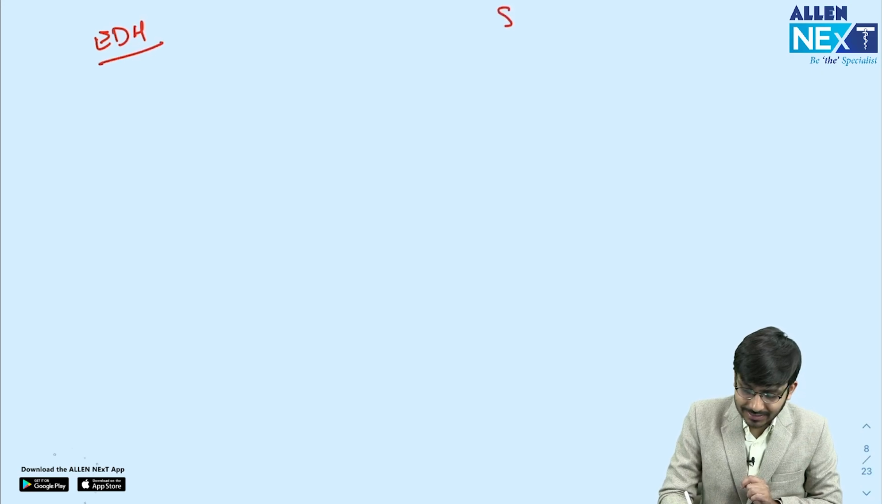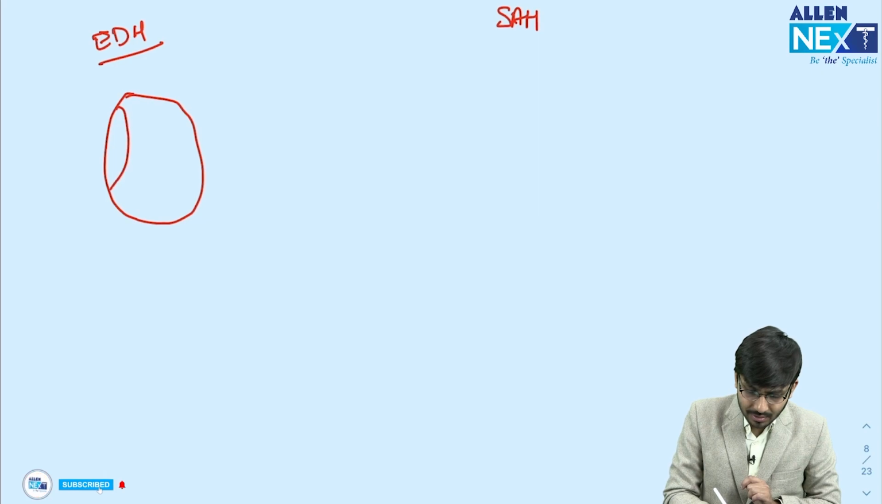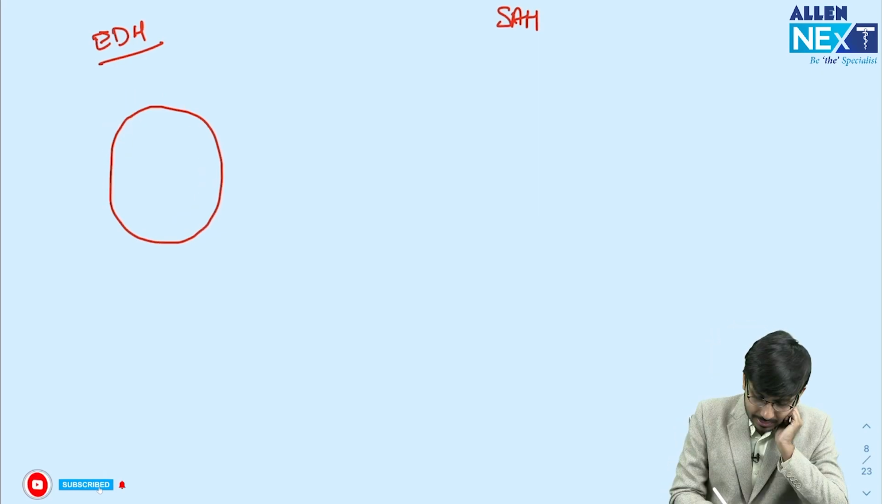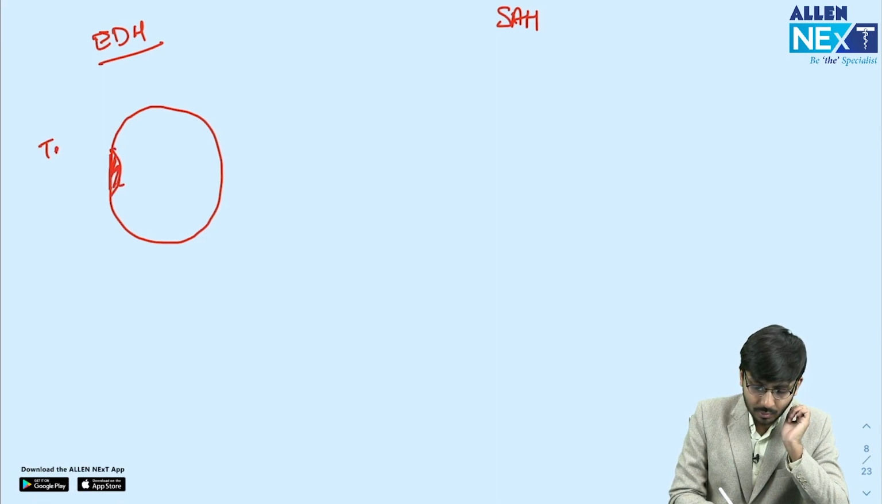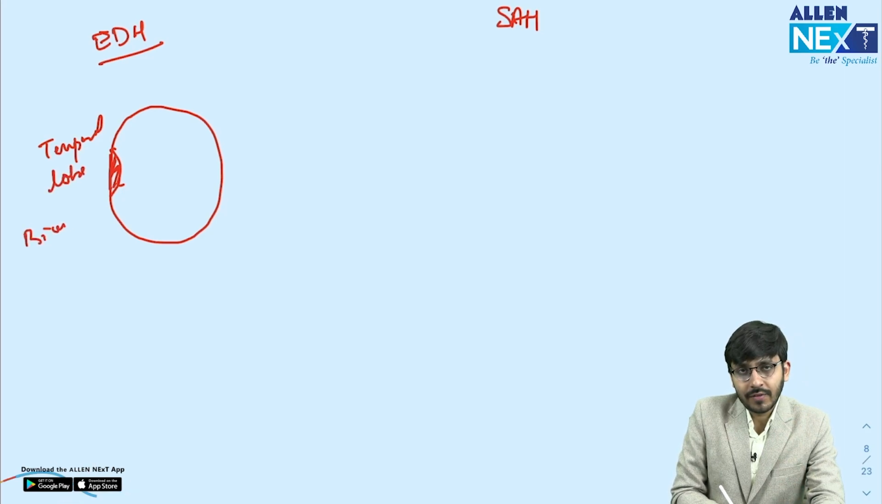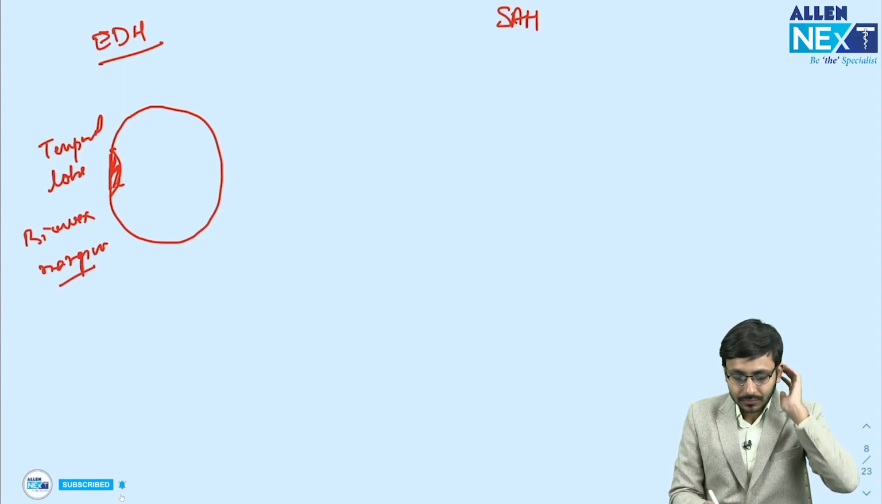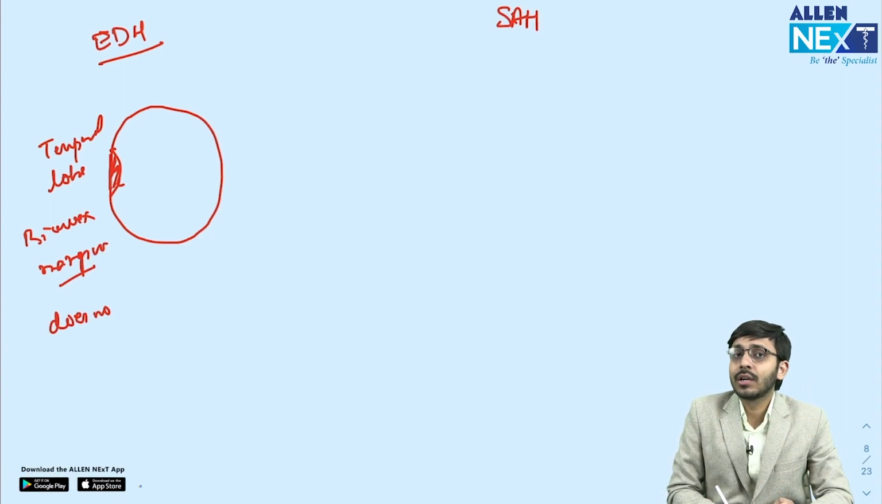Now how do an EDH and an SAH look? An EDH typically will have biconvex margins, but not necessarily true. Its usual location is the temporal region. It has biconvex margins, right? And it does not cross the sutures.